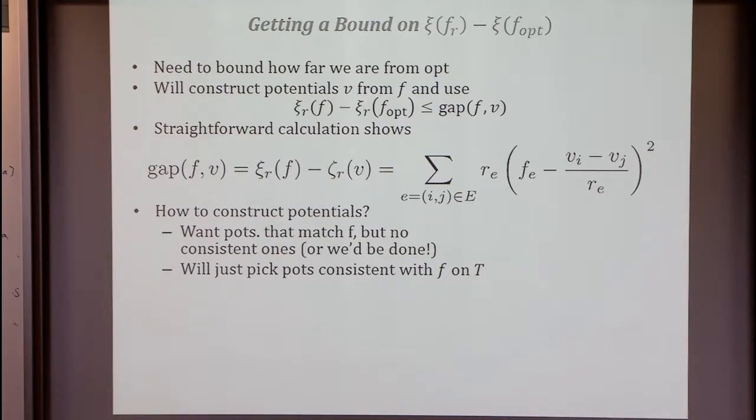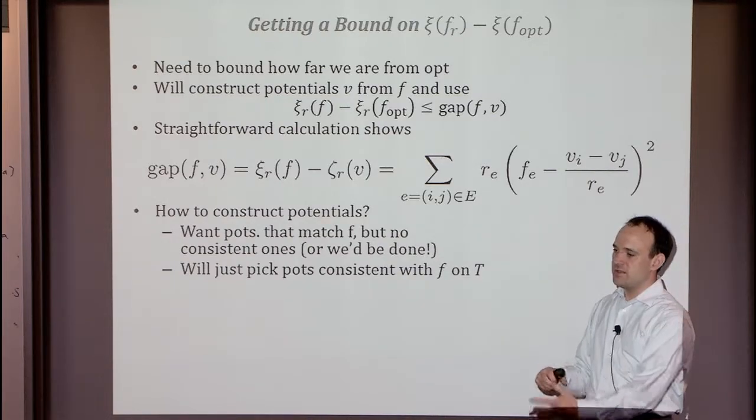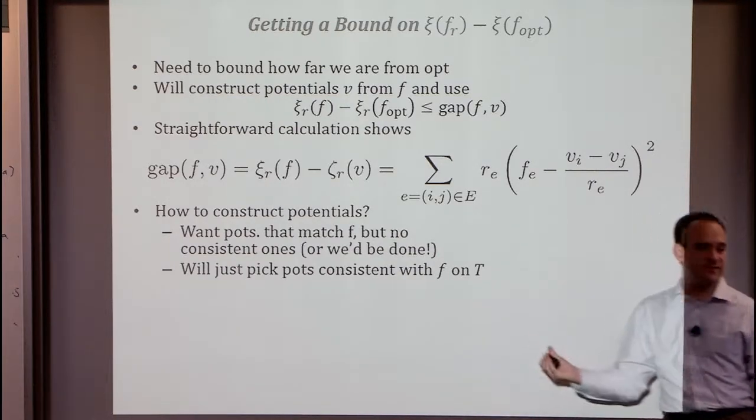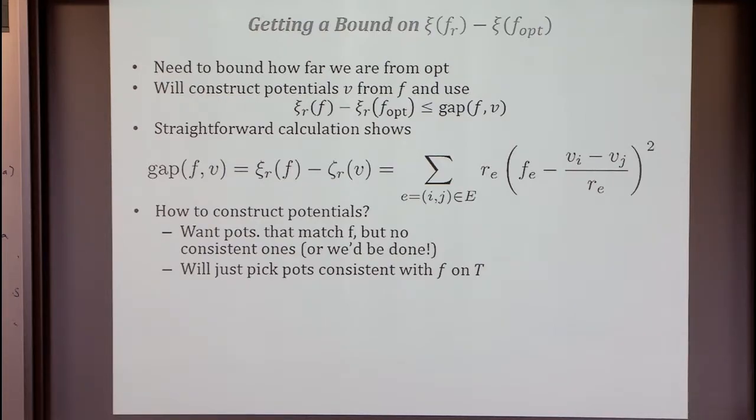What we're going to do is we have our flow. The potentials we'll use for our dual bound will just be the ones you get by only looking at the tree and using those to specify the potential differences on the tree edges, and then that fixes all the voltages.